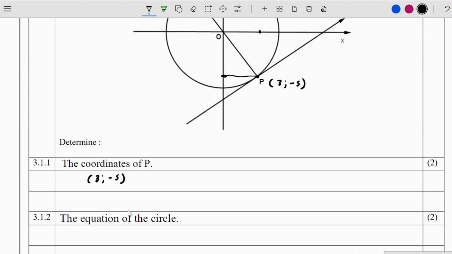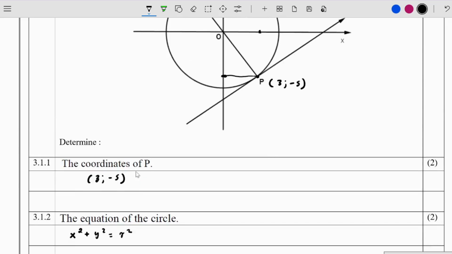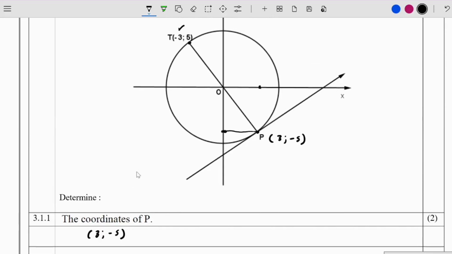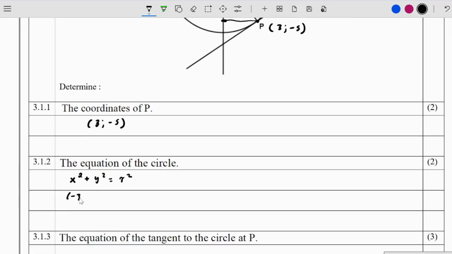The second question says determine the equation of the circle. The equation of the circle, we know it is x squared plus y squared equal to r squared. You can use the coordinates of P, or you can use the original coordinates that were given to you of T. For the sake of accuracy, use the coordinates that were given on the diagram, not the one that you found. So the coordinates of T is -3 and 5. That's what I'm going to use. So I'll have my -3 all squared and 5 all squared equal to r squared.